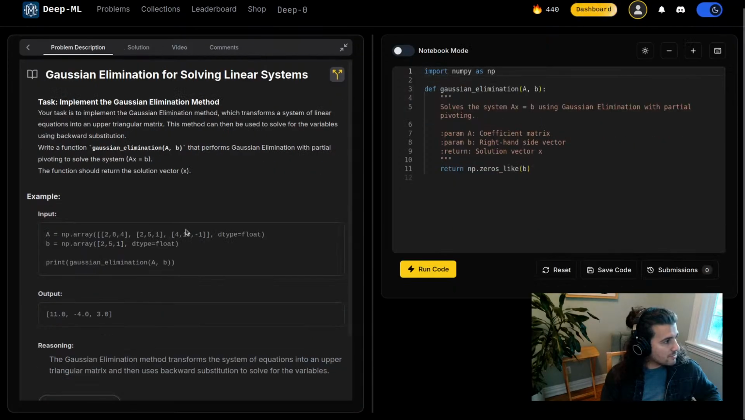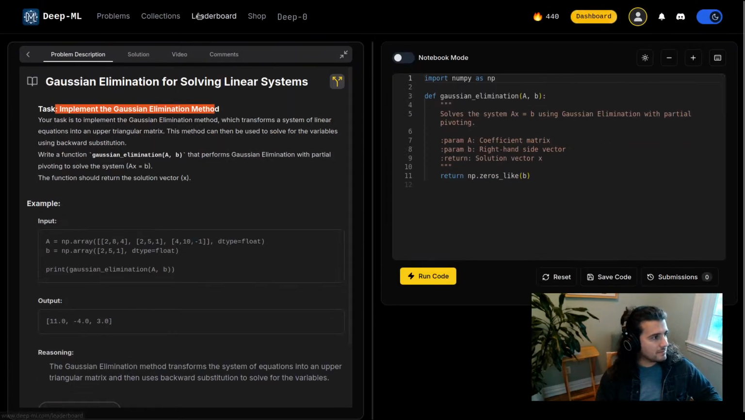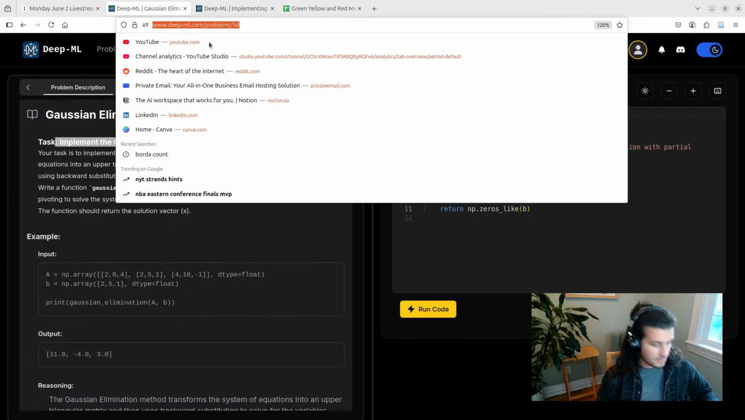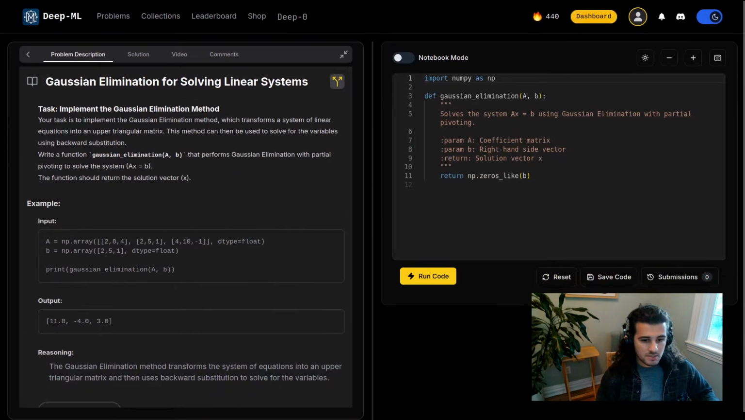Okay, let's go with this one first. So Gaussian elimination: implement the Gaussian elimination method. By the way, we're on DeepML. It's kind of like my favorite website these days. So you can check it out here. One of the two problems over there. A pretty good website. I absolutely love it.